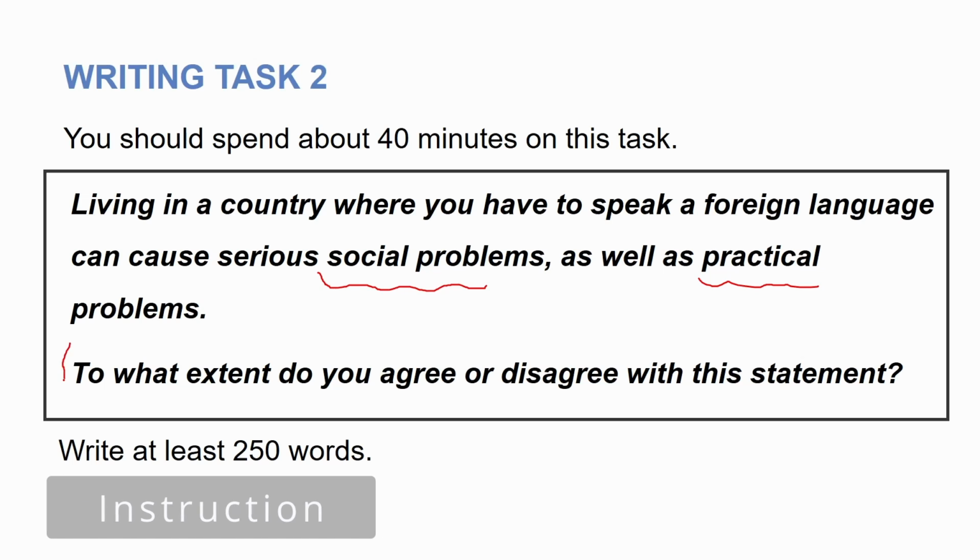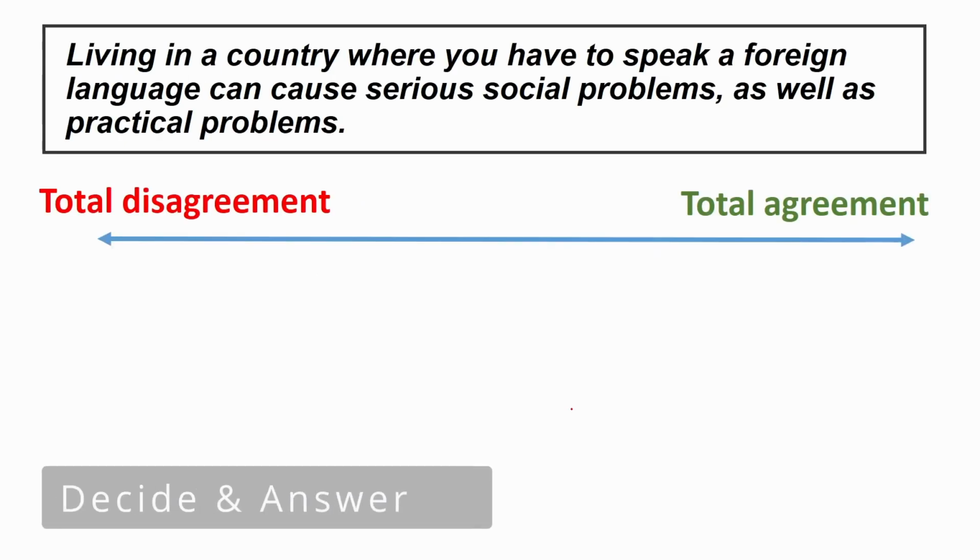Now, the instruction. To what extent do you agree or disagree with this statement? You should say if you agree or disagree. We've talked about this before in the previous videos. You can say I totally agree or disagree, or partially agree or agree to some extent. But again, it's easier to say I agree or disagree. It's easier than saying I partially agree and so on.